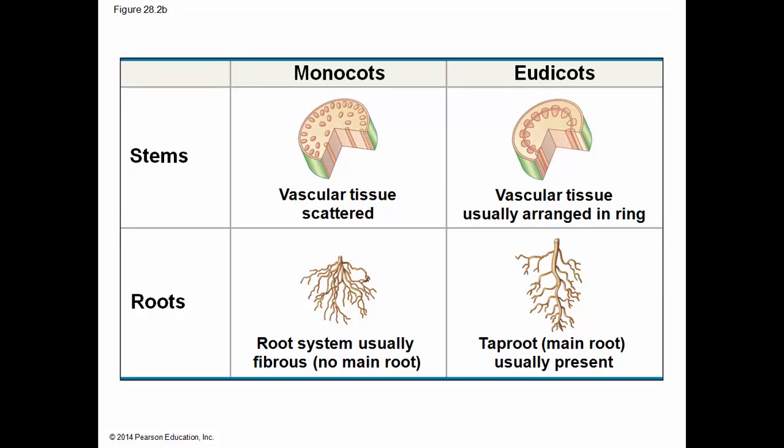Monocots have vascular tissue that's scattered within the stem, and in eudicots the vascular tissue in the stem is more organized. Monocots typically have a fibrous root system that spreads out across and locks into the soil, and eudicots typically have a taproot. A carrot is a eudicot that has the taproot, and the taproot of the carrot is the carrot itself that we eat. So that taproot is usually present in eudicots.